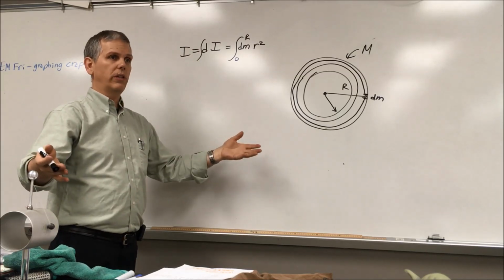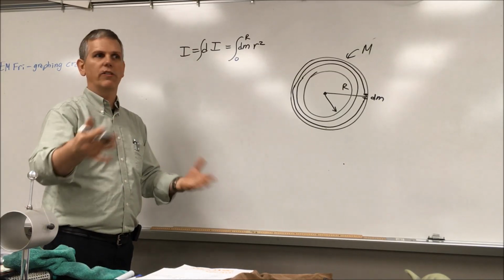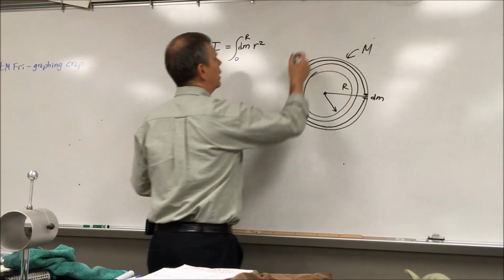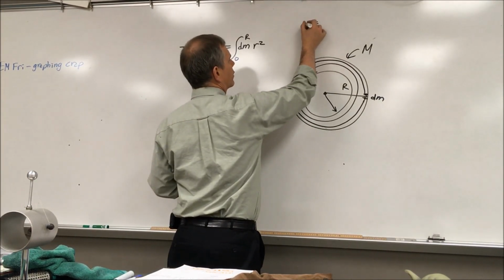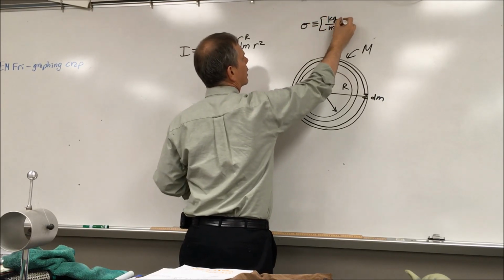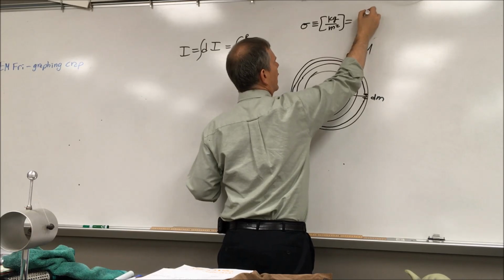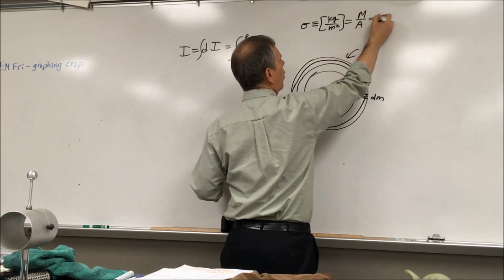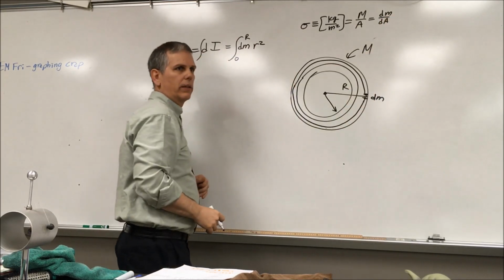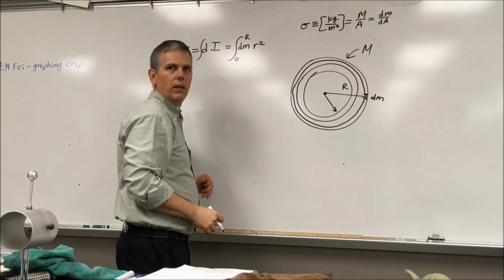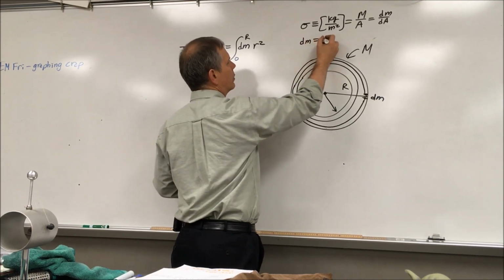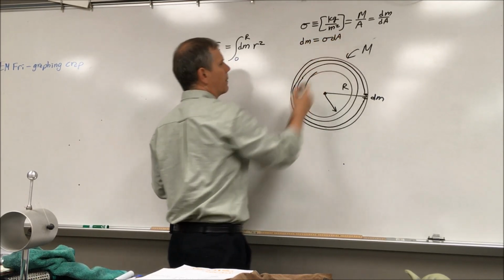You remember how before we used lambda for that, where we found m as a function of x. But this is in area. So now we're going to use sigma, where sigma is defined as kilograms per meter squared, which equals big M over A, or my little dm over a little dA. So now we know that dm equals sigma dA.